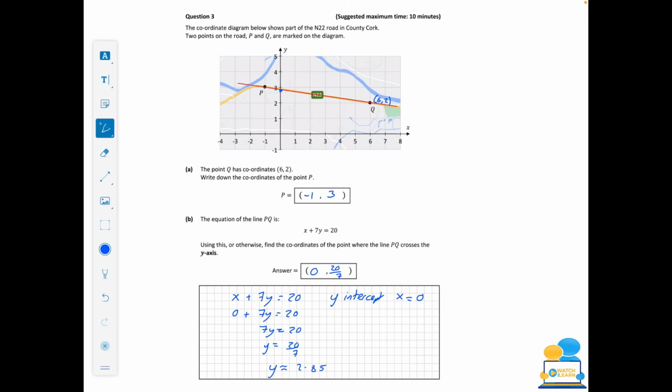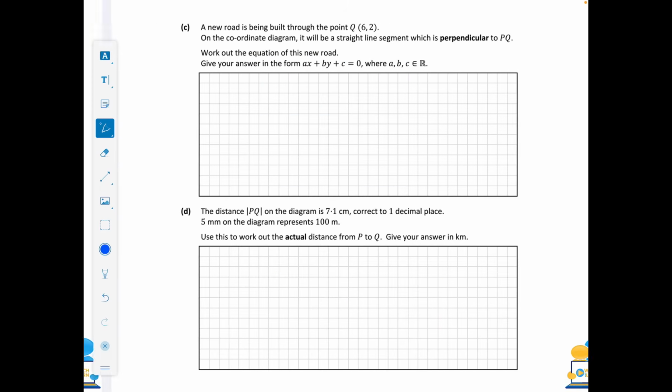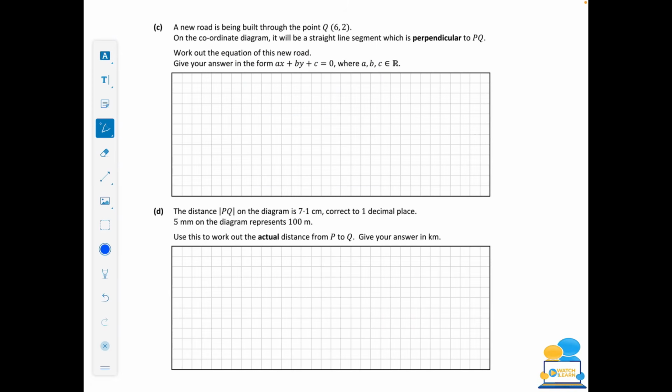It didn't say to decimal points or anything, so we can just leave it in fraction form because it's easier. But if it did, you'd have to know your rules of rounding. So that's part A and B done. Now we'll flick forward to part C.